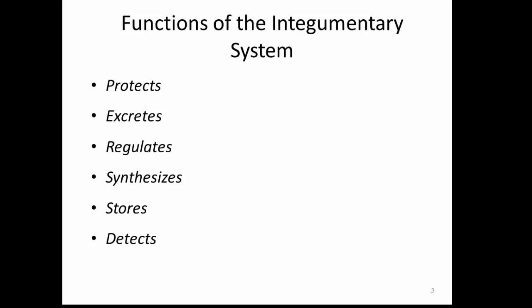And the integumentary system detects. The integumentary system helps us to detect touch, for example, or pain, or things that are warm or cold. Now, these are just a few examples. There are several other things that the integumentary system does, but these are the basics of the functions of skin.